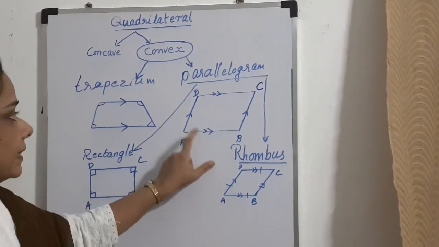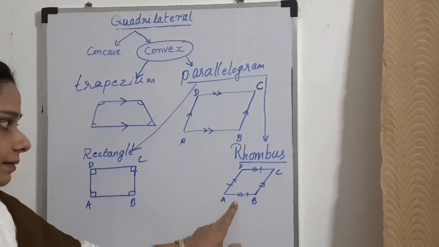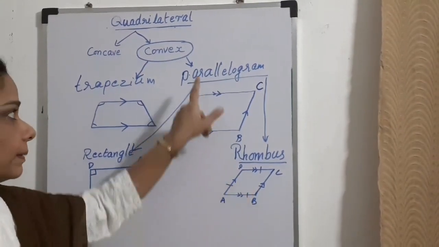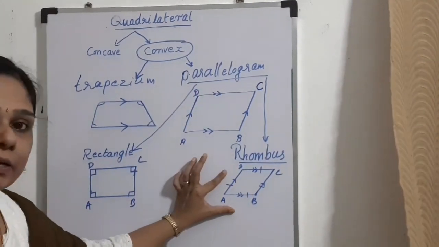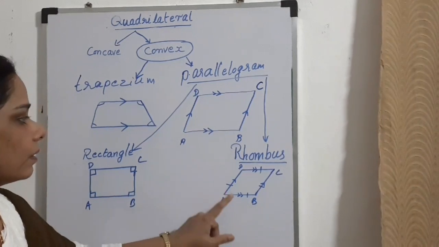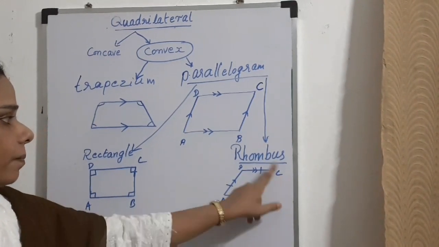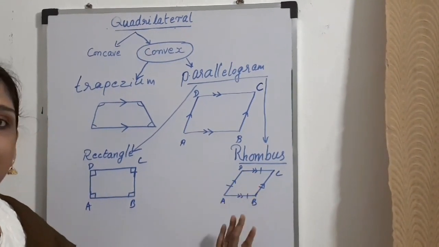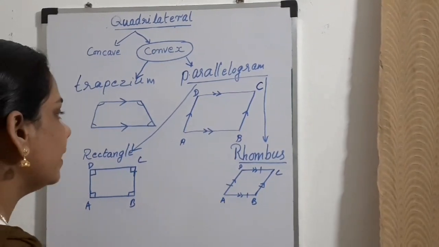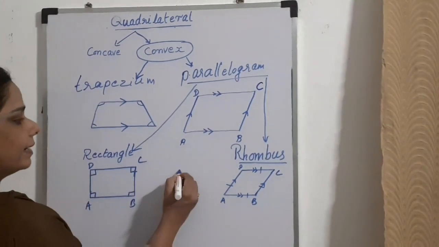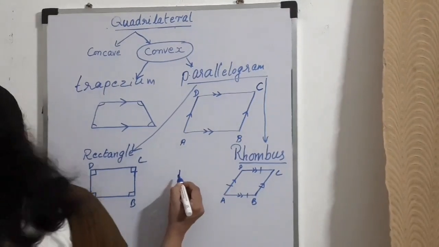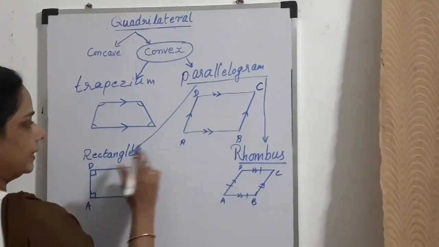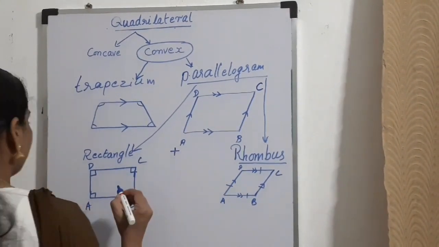And if adjacent sides have equal length, it will become a rhombus. In a parallelogram, if adjacent sides have equal length, it will become a rhombus. Okay, so in a rhombus, all the four sides will have the same length. Now, combine this rectangle and rhombus. Rectangle plus rhombus, what will you get?